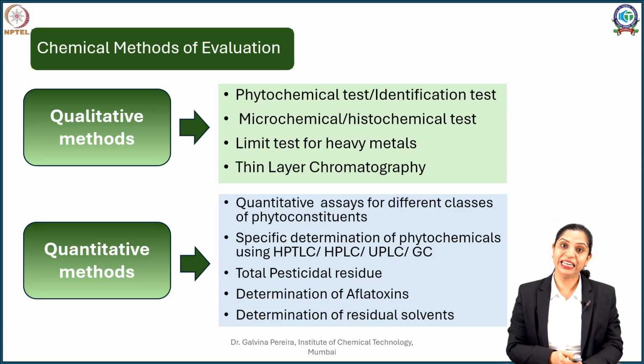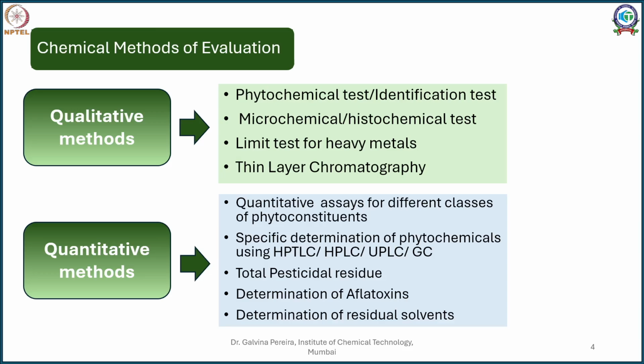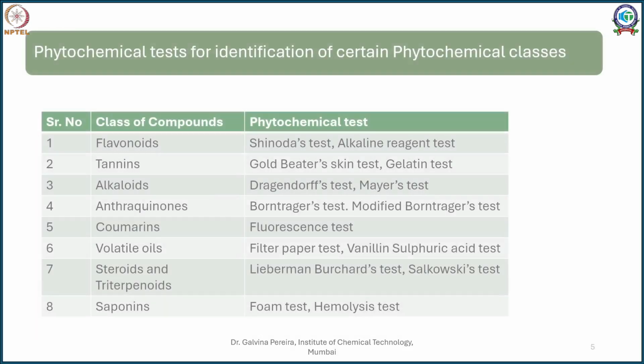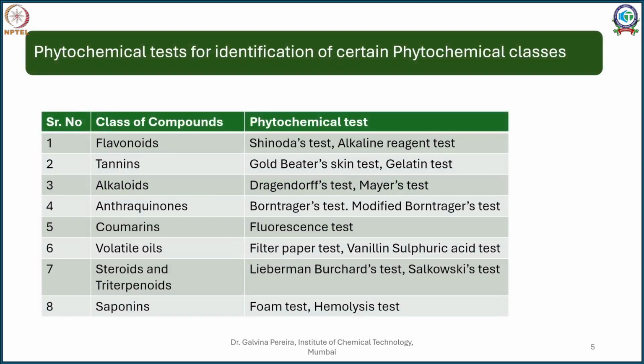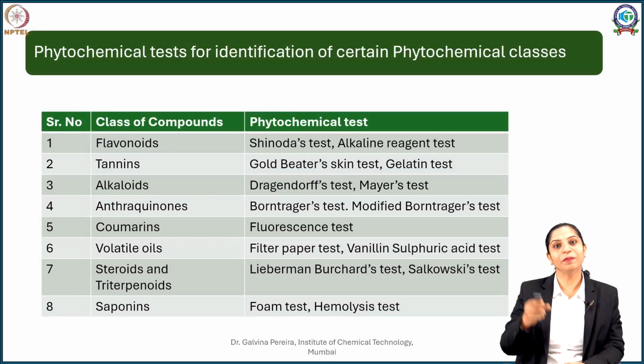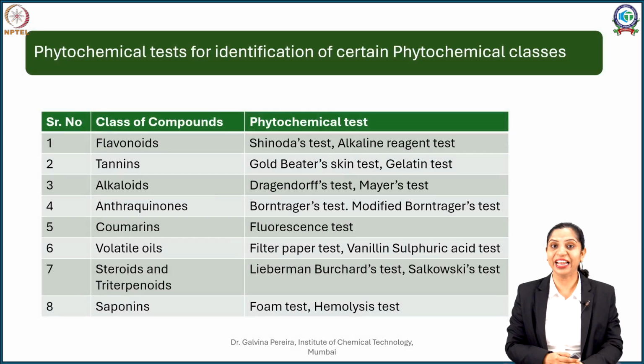So now, looking in depth at qualitative methods of analysis, let's start with phytochemical methods. Phytochemical methods summarize the previous 9 weeks that we have discussed. In those 9 weeks, we discussed different sets of phytochemicals. We saw their properties, but at the same time we saw their chemical properties.